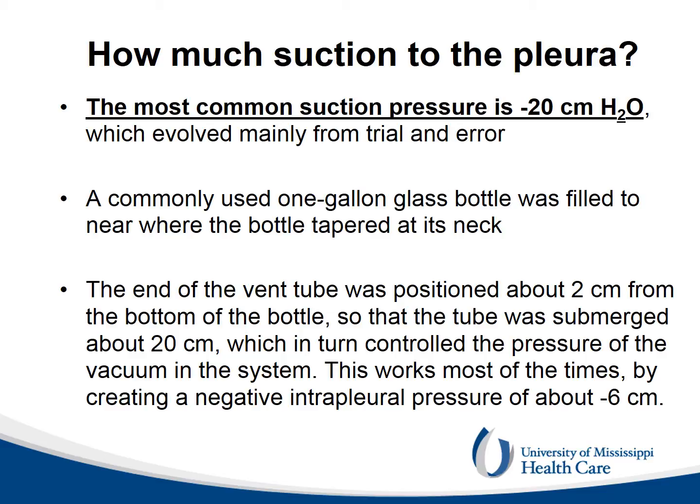Initially, a commonly used 1-gallon glass bottle was filled to near where the bottle tapered at its neck. The end of the vent tube was then positioned about 2 centimeters from the bottom of the bottle, so that the tube was submerged about 20 centimeters, which in turn controlled the pressure of the vacuum in the system. This works most of the time by creating a negative intrapleural pressure of about -6 to -8.